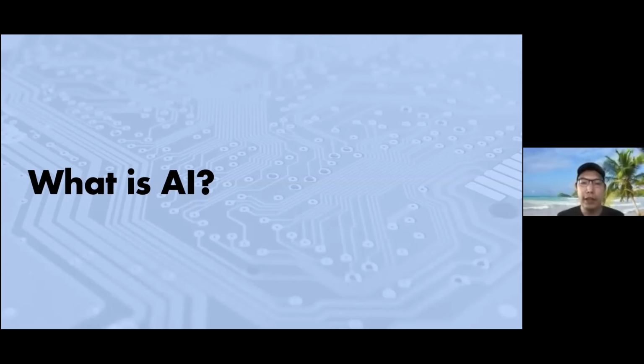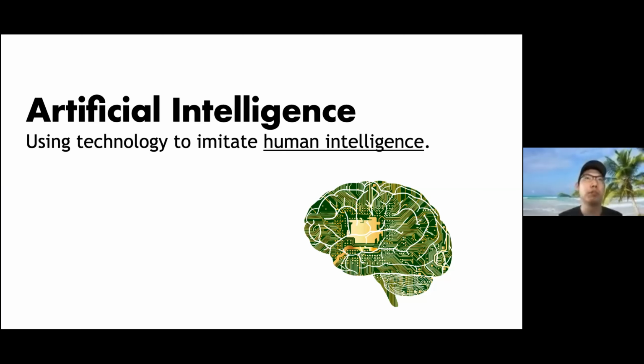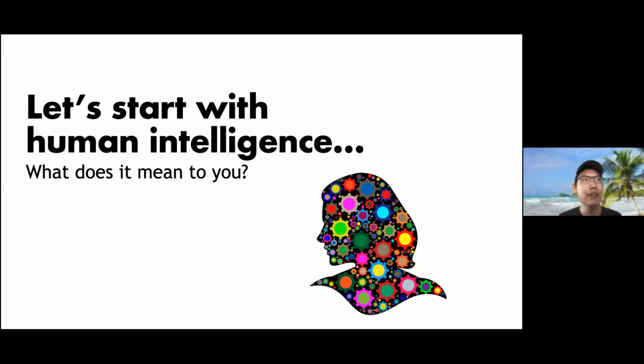What is AI? At least for me, I like to keep the definition relatively simple and broad. What AI means to me is using technology to imitate human intelligence. One thing about this definition that people don't like is that it doesn't tell you a whole lot. What is human intelligence? What does it mean to be intelligent? So let's take a closer look at human intelligence and think about what it means to you. Go ahead and in the chat, write down some of your thoughts. I'll give you a few seconds to do it. What does human intelligence mean to you?